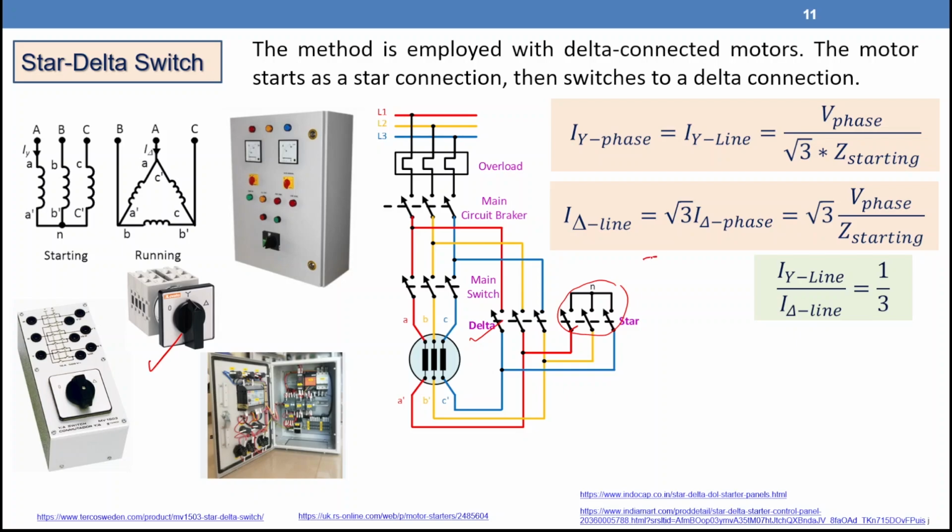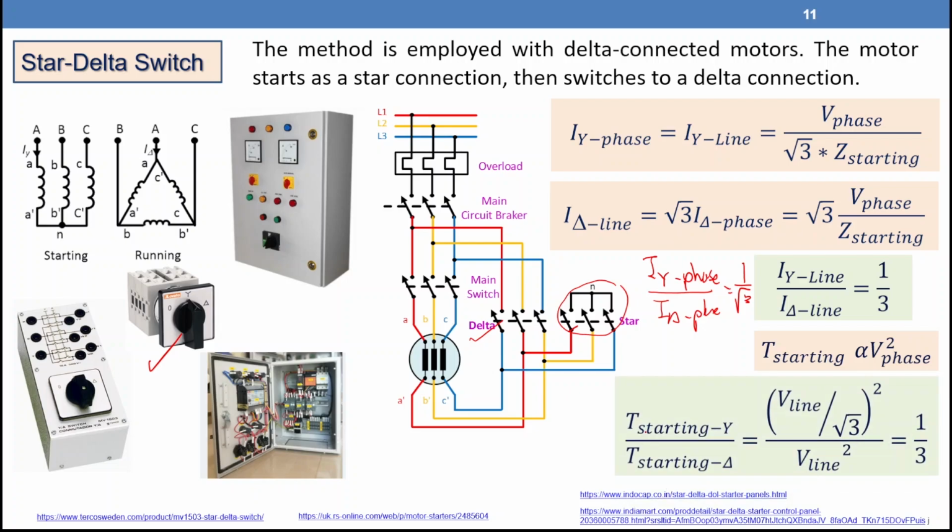If you like to write the equation I star phase, which is at the same time I star line, over I delta phase, that one will be 1 over root 3. So if you compare phase currents, you drop the current by a root 3 ratio. If you look at line currents, you drop the current by 3 times. Regarding the torque, torque is proportional to V square. So in this case, torque starting at star equals V line over root 3 squared over torque starting at delta, which is V square. So you reduce the starting torque by 3 times as well.